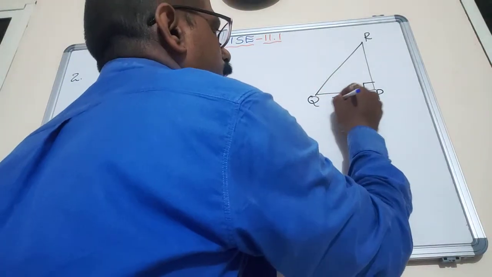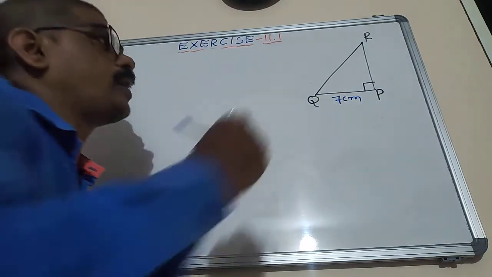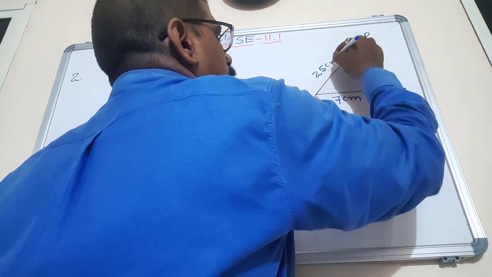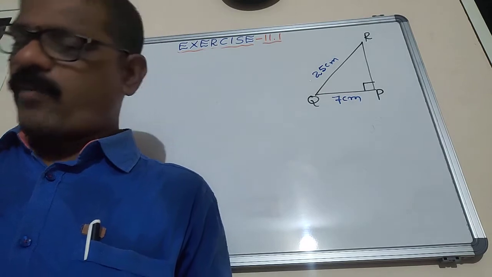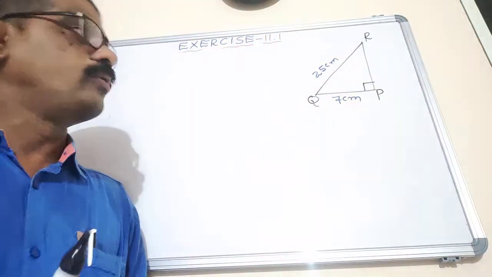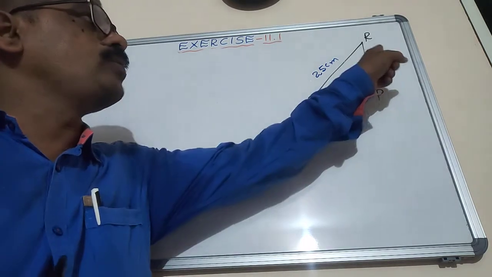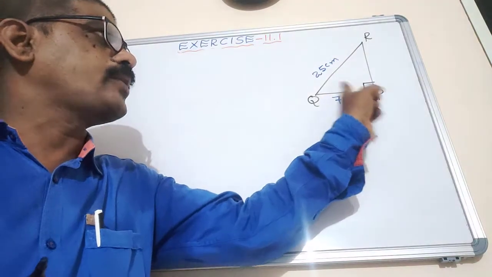PQ is 7 centimeters. The next one is given to be QR is 25 centimeters. Now you have to find PR. Clear? Why? Because you have to find tan Q. Tan Q means, what is the definition of tan Q? Opposite side to angle Q whole by adjacent side to angle Q.